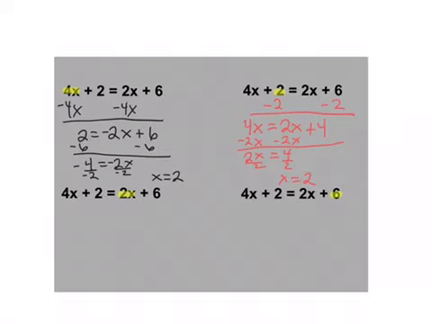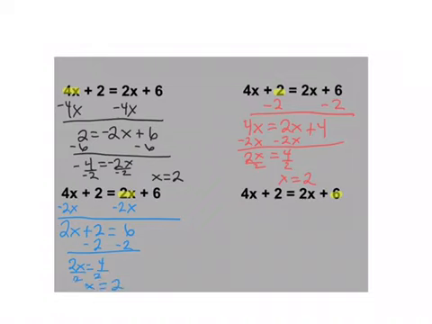Let's try it if I start with the 2x. I'm going to take the 2x away from both sides. I've got 2x plus 2 equals 6. I'm now solving my two-step equation. Take 2 away, and 2x equals 4. And divide both sides by 2 to get x equals, once again, x equals 2.